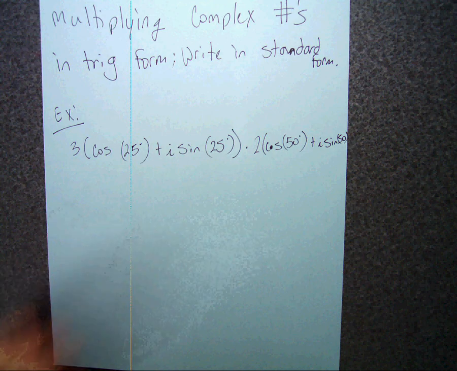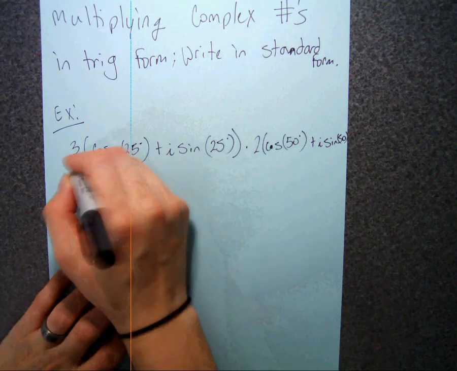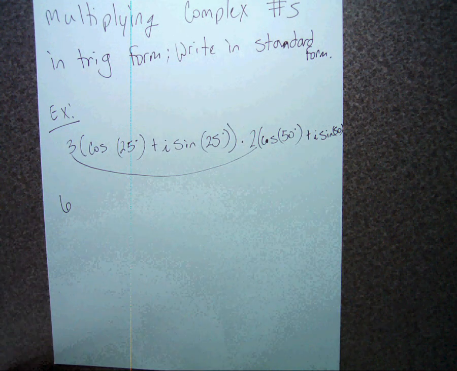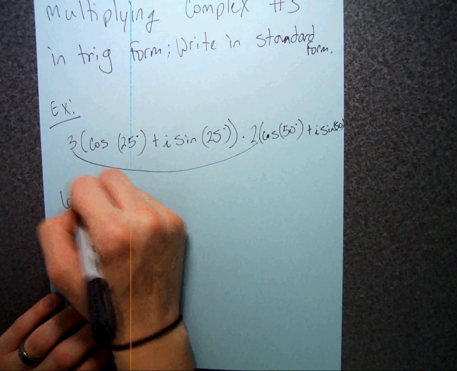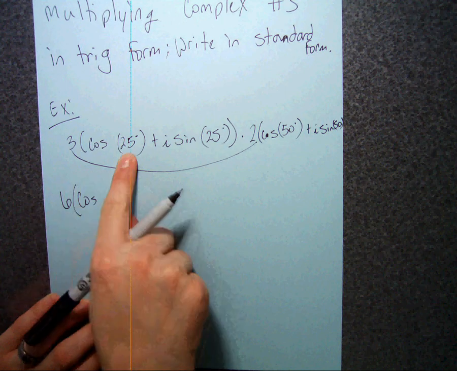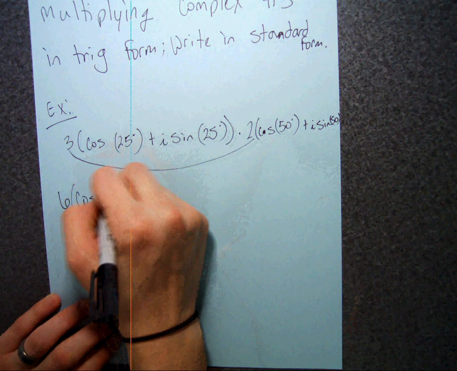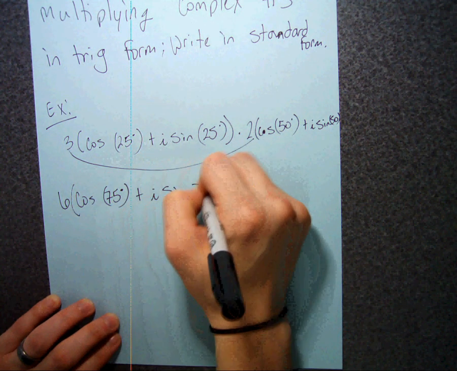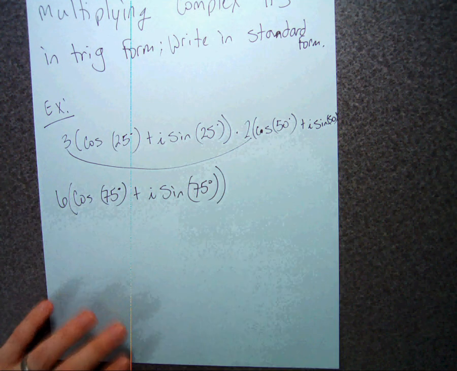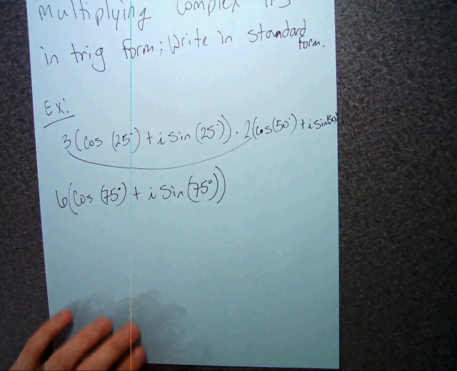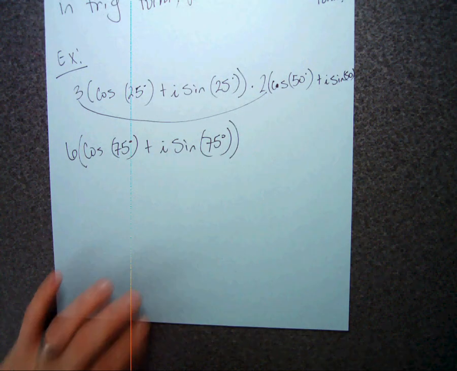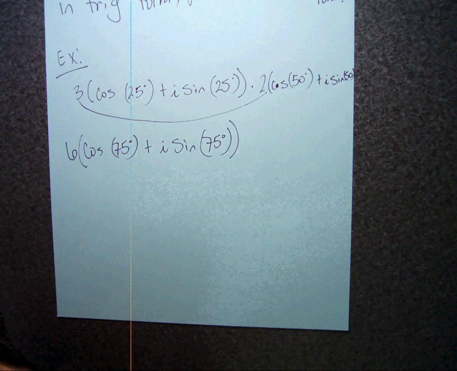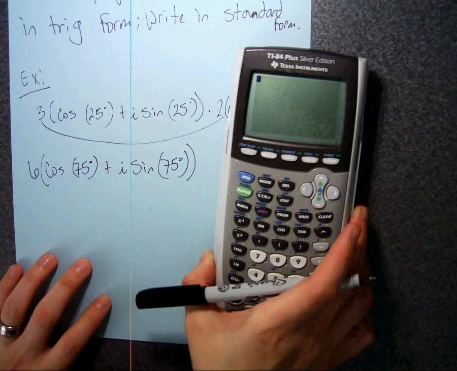And then I'm going to add the angles together. So I'll have cosine of 25 plus 50 gives me 75, plus I sine, it'll be 75 as well. So I multiplied my two complex numbers together. And now to write it back in standard form, I just need to know what cosine of 75 is. 75 is not a pretty number on my unit circle, so I'll come over to my handy-dandy calculator and type in cosine of 75, and I'm going to multiply that times 6.